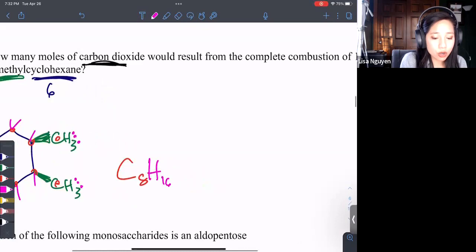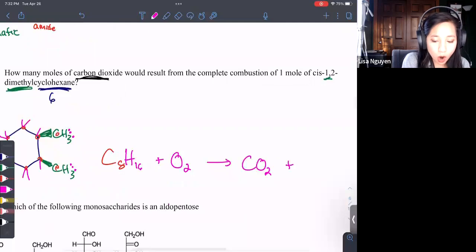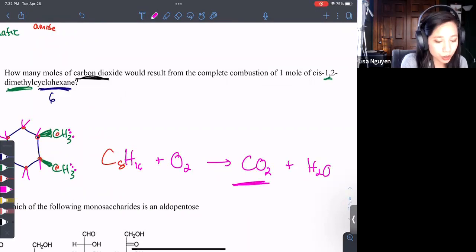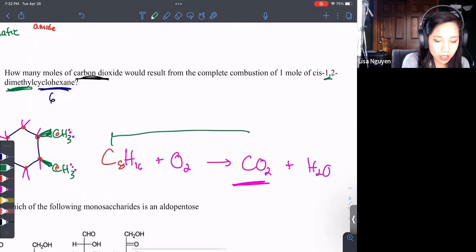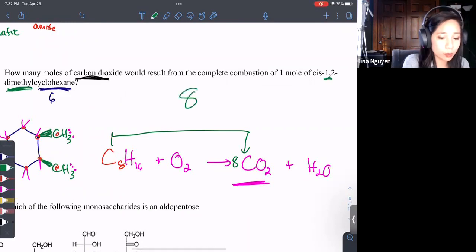All right. And so in combustion reactions, we're taking oxygen and making CO2 and water. So we don't really need to balance the whole equation. We just need to figure out how many moles of CO2 we produce. So in this question, all of the carbon is coming from the molecule itself. So there has to be 8 CO2s in order for this combustion reaction to be balanced. So the answer here would be 8.